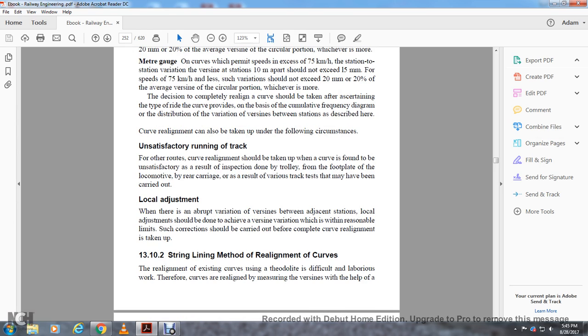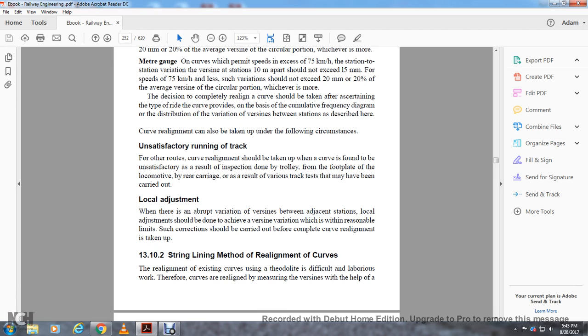Results of inspection with the trolley, the footplate of the locomotive or the rear carriage, or results of various track tests, may indicate that local adjustment should be carried out. Where there is abrupt variation of versines at adjacent stations, local adjustments should be done to achieve versine variation within reasonable limits. Such correction should be carried out before complete curve realignment is taken up.